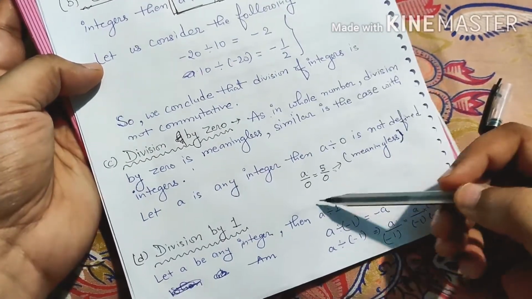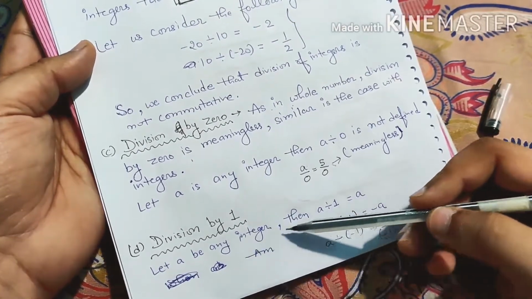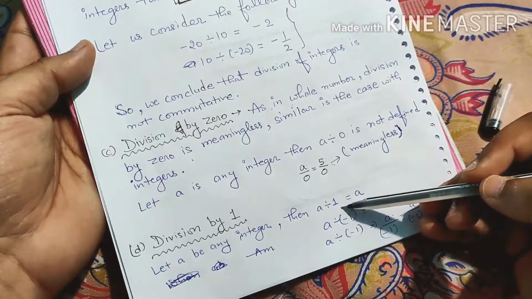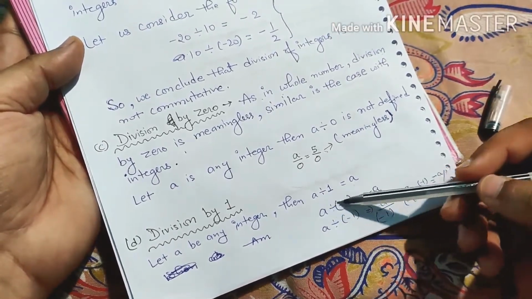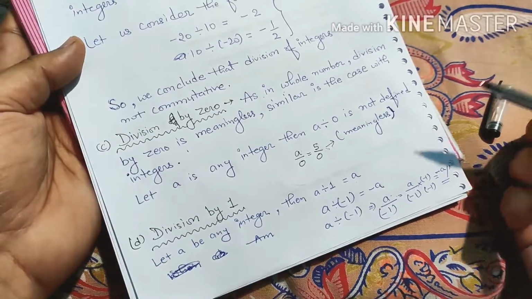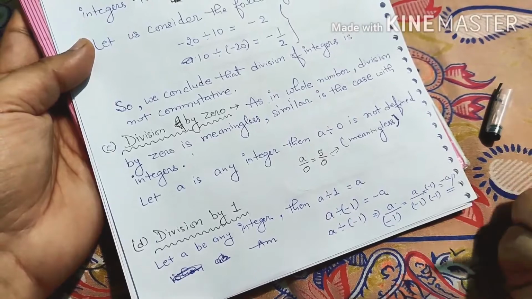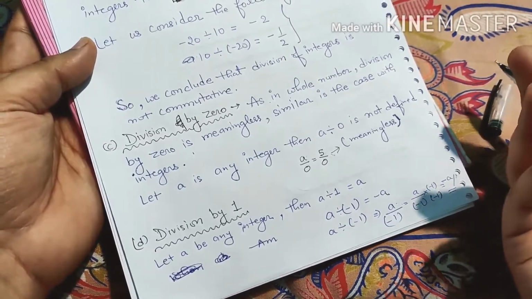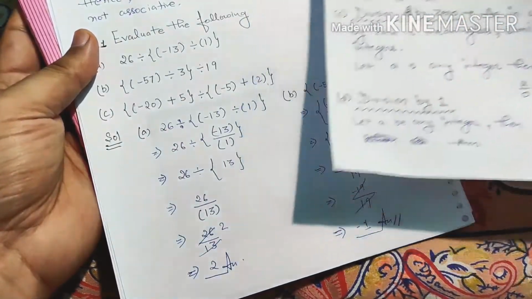Okay, but division by 1: let a be an integer, then a divided by 1 gives a. This is possible. If we divide any integer by 1, then the same integer will come, okay? Now next page.